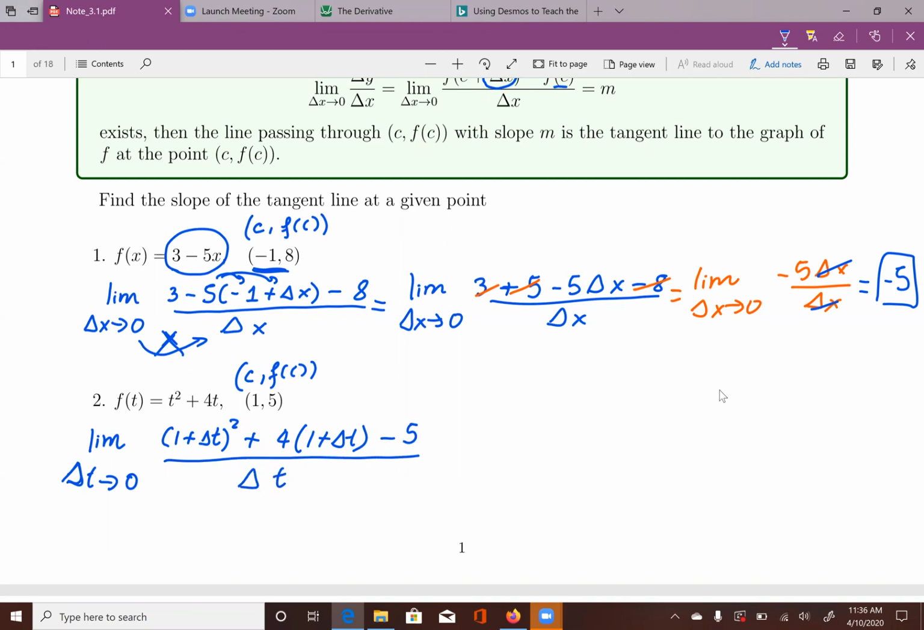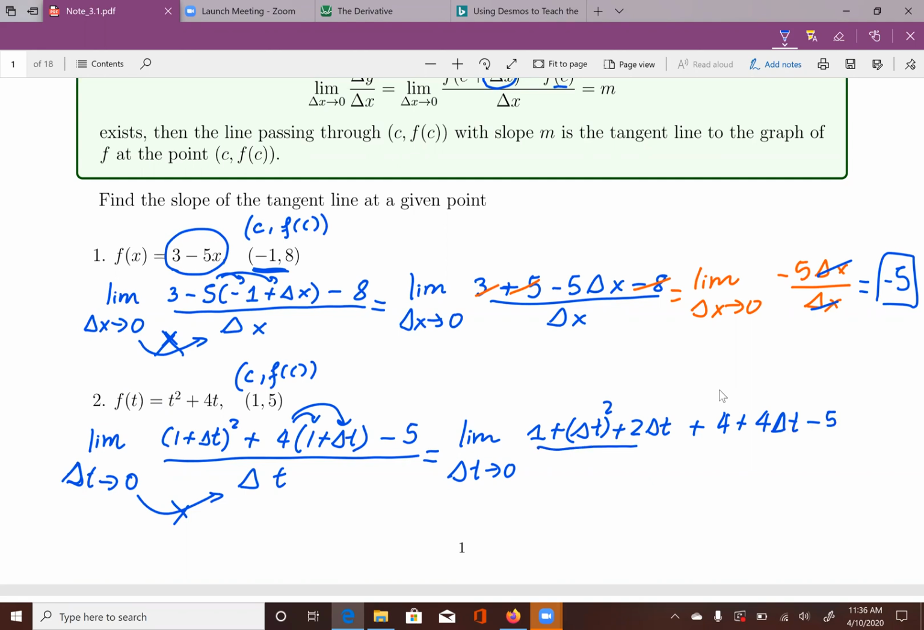And again, we cannot plug 0 into delta t, so we have to use algebra. I'm just going to simplify the numerator. So before I can simplify it, I want to distribute everything out. So 1 plus delta t squared is 1 squared plus delta t squared plus 2 times 1 times delta t, so 2 delta t, plus 4 plus 4 delta t minus 5 divided by delta t.